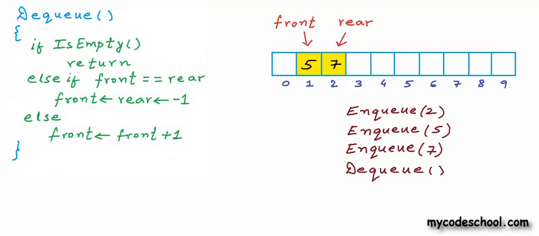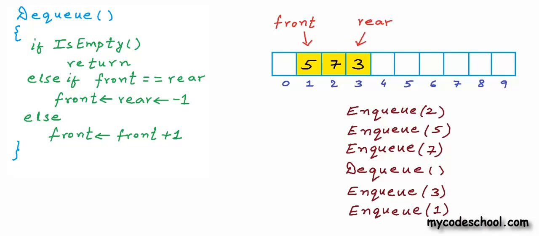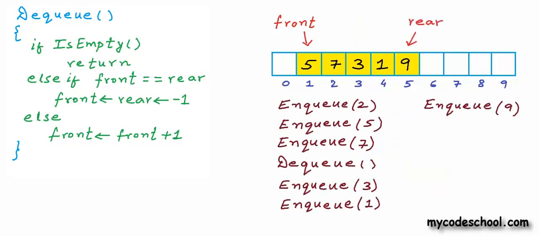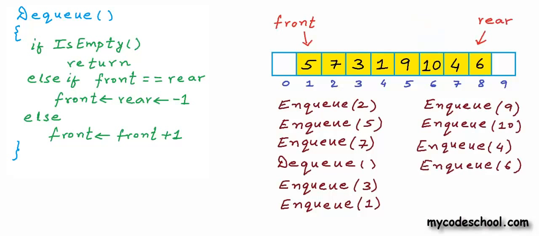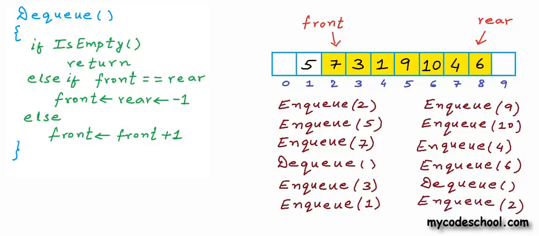Let's now perform some more enqueues and dequeues. I'm enqueuing 3 and then I'm enqueuing 1. With each enqueue, we are incrementing rear. I just performed some more enqueues here. Now let's perform a dequeue. If I perform one more enqueue here, rear will be equal to the maximum index available in the array. Let's enqueue one more. Now at this stage, we cannot enqueue an element anymore because we cannot increment rear. The enqueue operation will fail now.